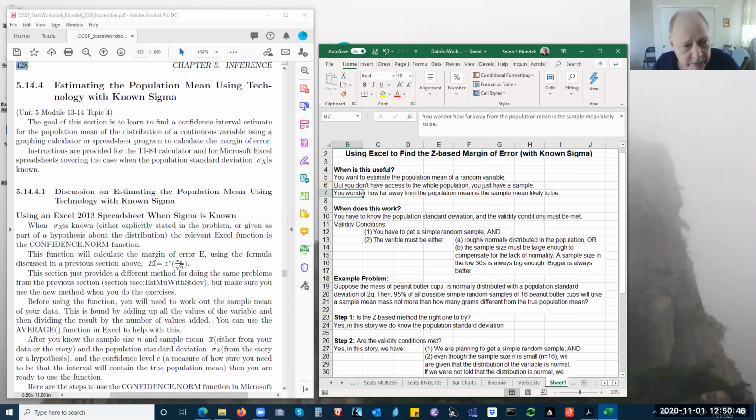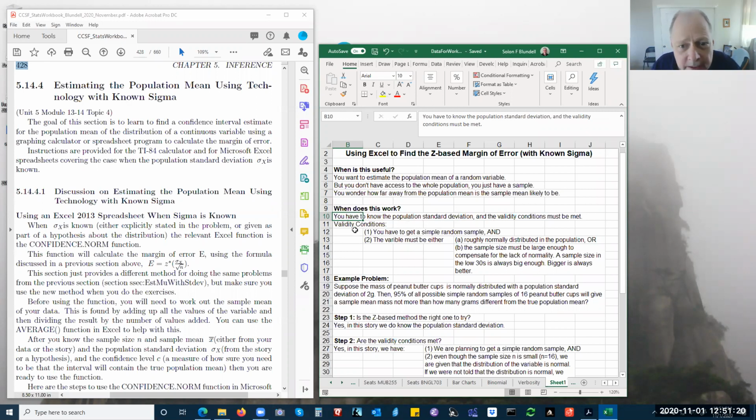This margin of error that we're going to calculate, we're going to work out for our example, okay, 95% of all samples will produce a sample mean not more than this distance away from the truth. So we're trying to calculate that distance, that margin of error. When does this method work? So you have to know the population standard deviation to get started. And the validity conditions have to be met.